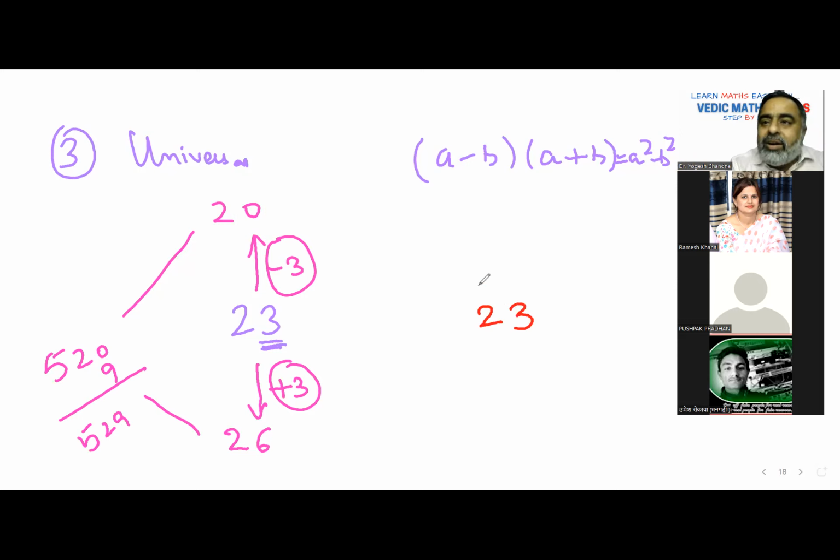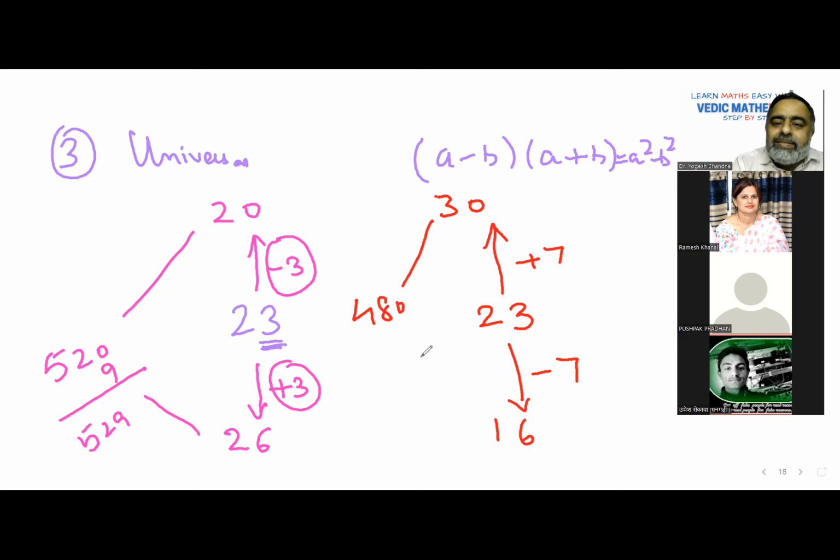23. It's not only this way. If I add 7, this becomes 30. Any doubt? So I have to subtract this also. Becomes 16. What is 63? 480. 480 plus 49 is 529. See, the same question you can attempt in any number.